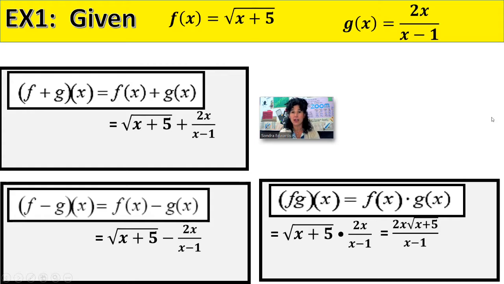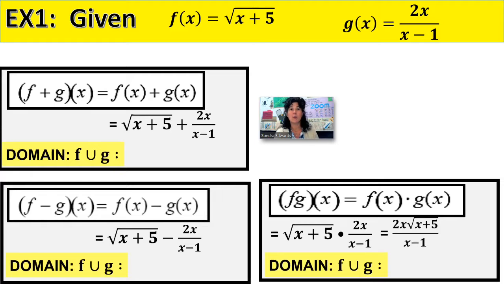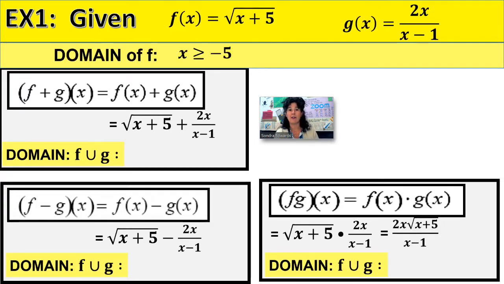Well, the rules for finding domain of functions that have been added, subtracted, or multiplied are the same. So you start by finding the domain of each one of the original functions, which we already did. So a quick reminder, the domain of f was the numbers -5 and larger, and the domain of g is don't use the number 1. F union g means you're going to unite them. You've got to only choose numbers that work in both.